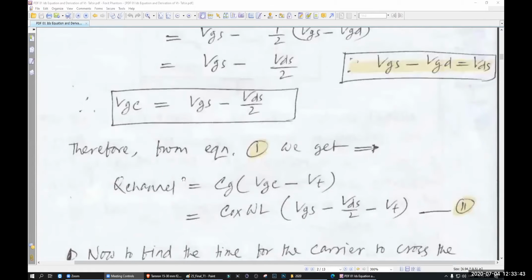So our Q channel will be CG times VGC minus VT. CG will be COXWL, VGC will be VGS minus VDS by 2, and VT is VT. That is your equation number 2.